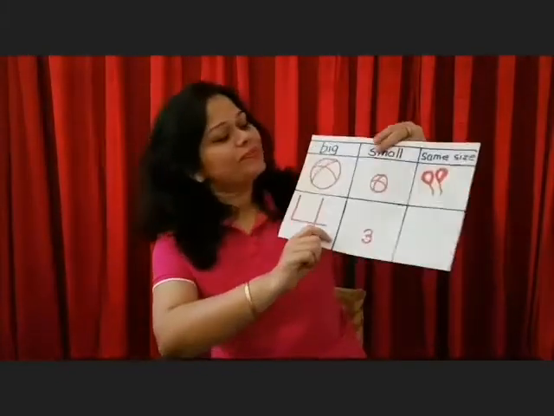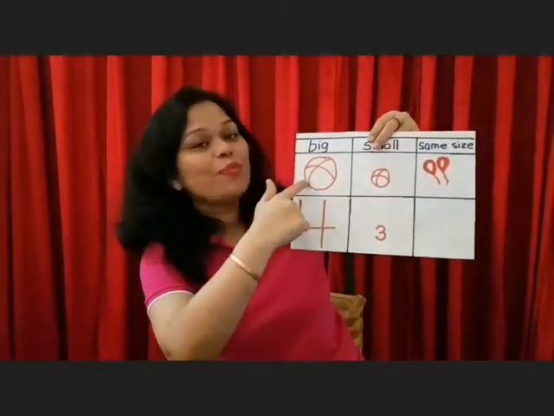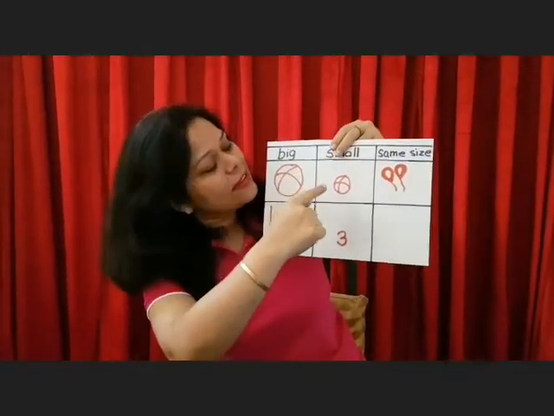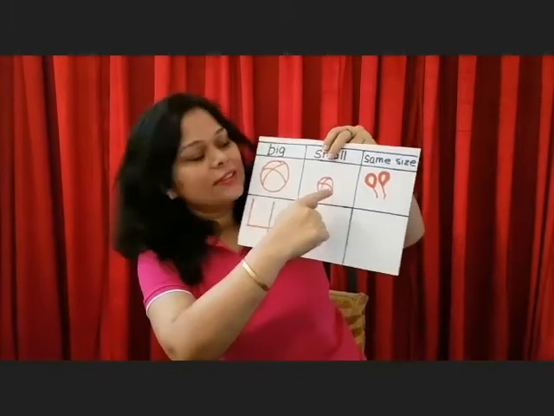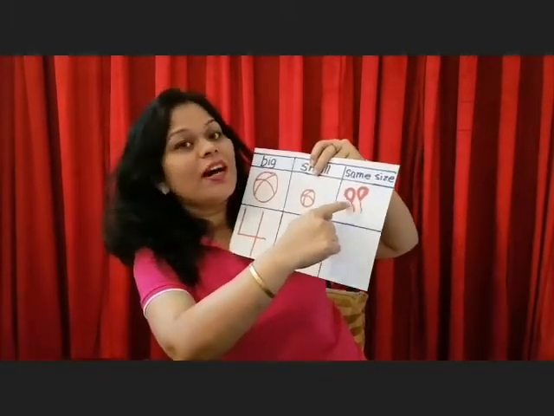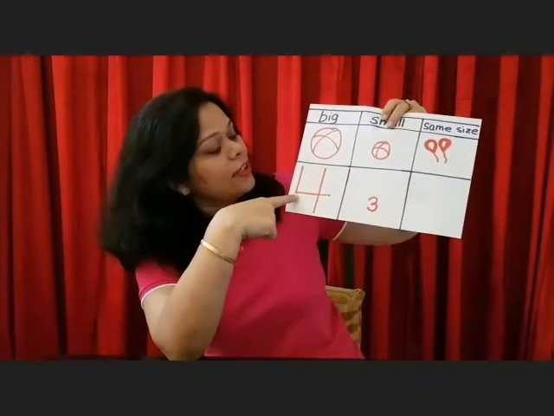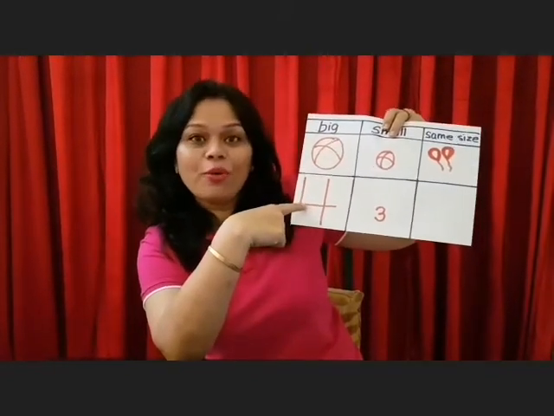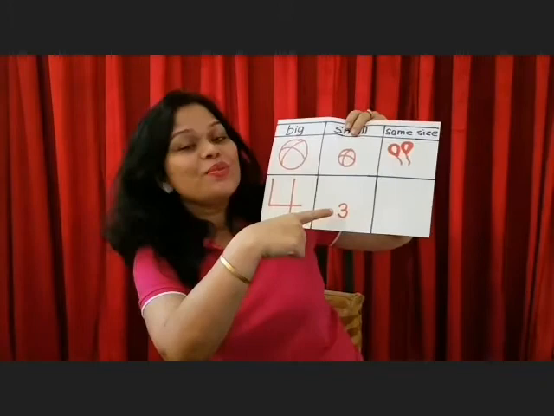Now, as we are already done with our activity, I'm going to compare my drawing. This ball is big. This ball is small. And these two balloons are of the same size. This is a big numeral 4 and this is a small numeral 3. Now, it's your turn to compare your drawings and explain it to your parents.